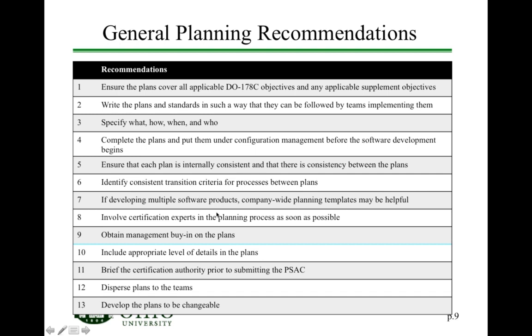Typically this means that if you have a company and you have to produce multiple software products, it may be a good idea to make use of planning templates, since you have to do it over and over again. Okay, and certification experts: include these people as early as possible. This way they can give you feedback and input on these plans, and that will ease your certification process. Of course, management needs to buy in on the plans, so if you just go around the management, this is not good, and you need to have an appropriate level of detail.